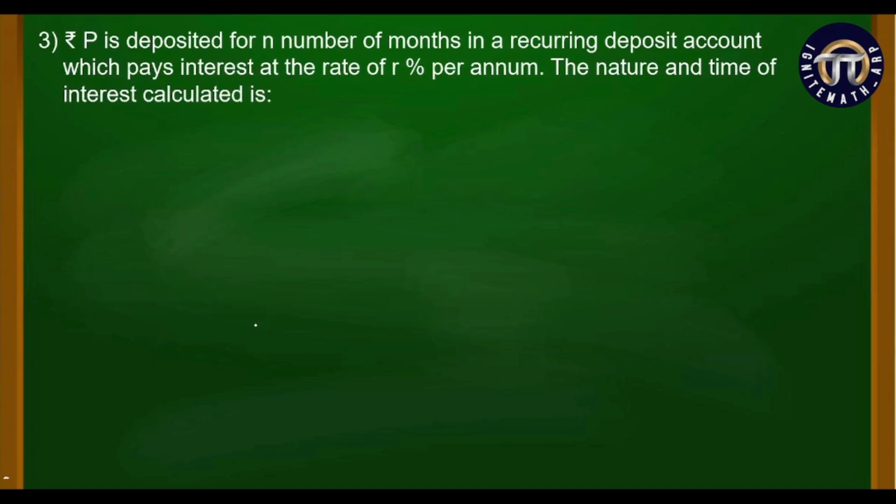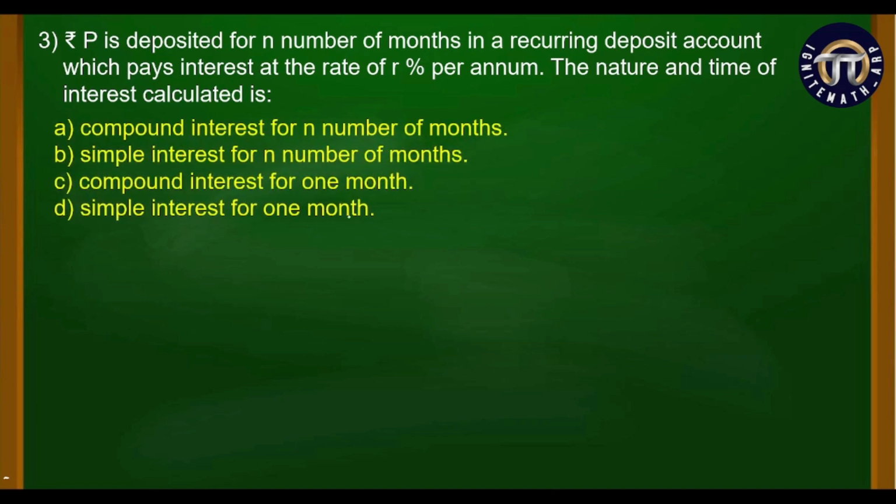P is deposited for n number of months in a recurring deposit account which pays interest at the rate of R% per annum. The nature and the time interest calculated is, you must know that in the recurring deposit, how do you write the formula here? We write the formula as P n (n plus 1) divided by 2 into 12 into R by 100.